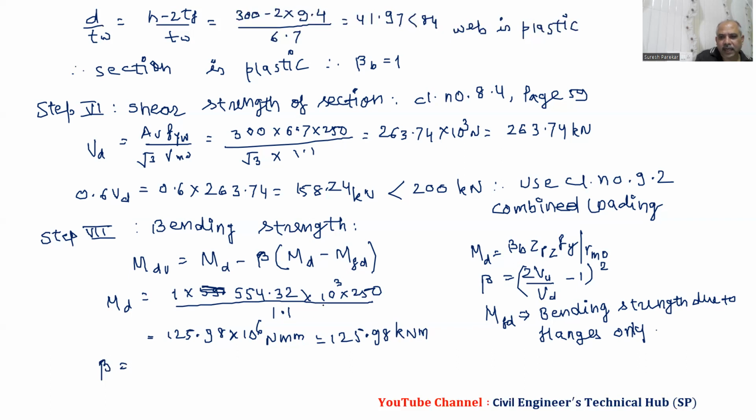Then we have beta. The formula I have already written over here, 2VU upon VD. So we have 2 into VU, which is 200, upon VD, we have 263.74, minus 1 whole square. And we have this value 0.267.